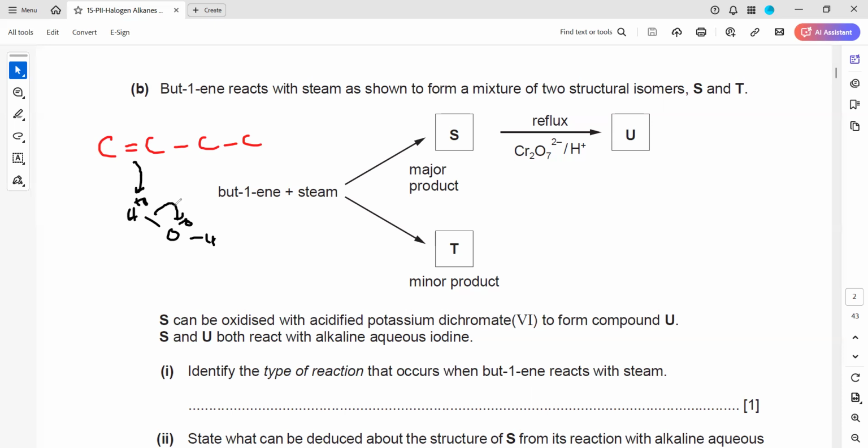Then OH will break the bond. So this is the electrophile which will attack, and that's why it is electrophilic addition. Why addition? Because only one product is there. If it was a halogenoalkane, then it would be a substitution.